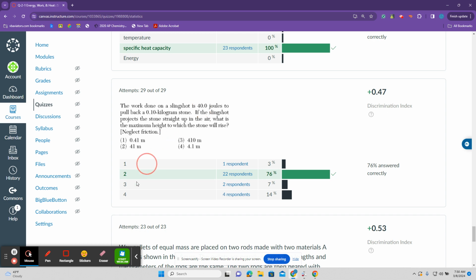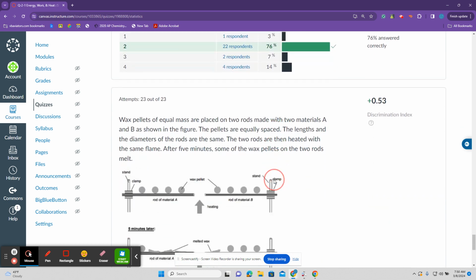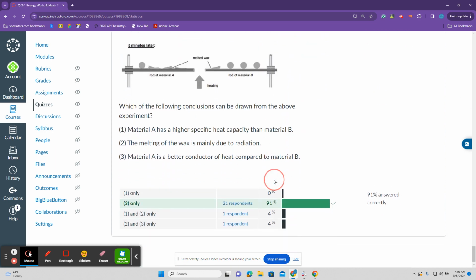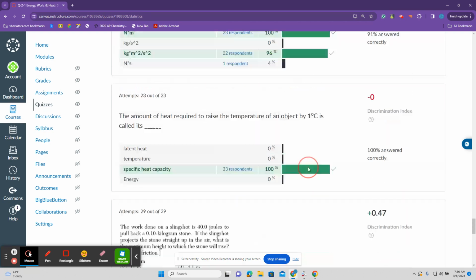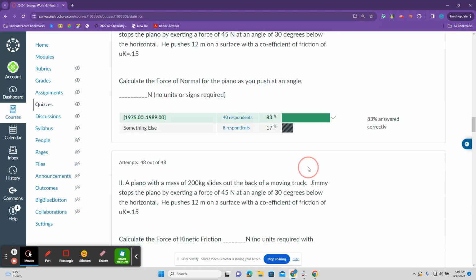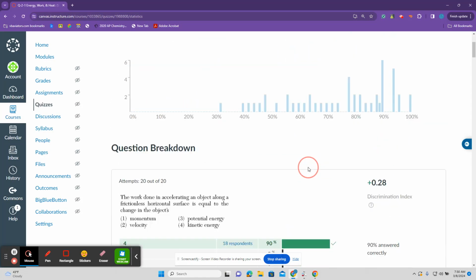So the height would be 41, 76%. Here's the wax pellets right from the review. We know it's 3 only. All right, so let's get into some of the trig and runaway object problem.